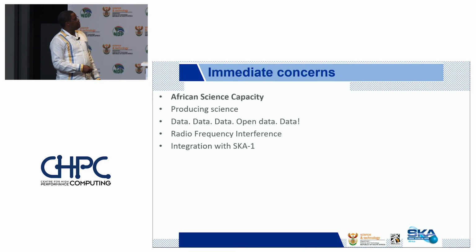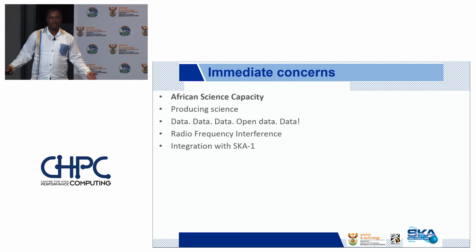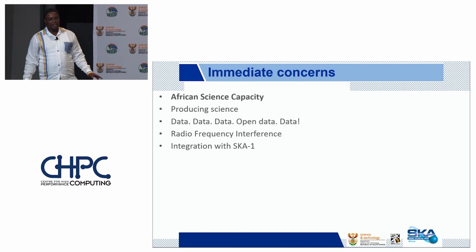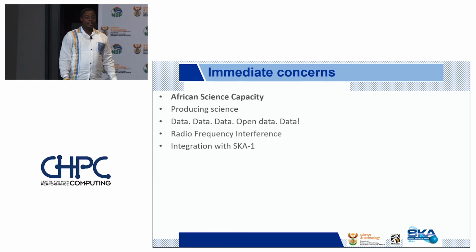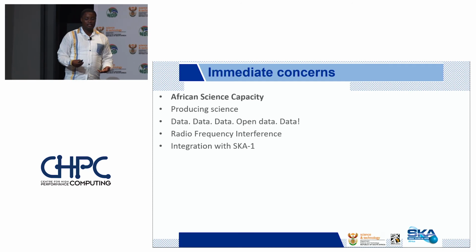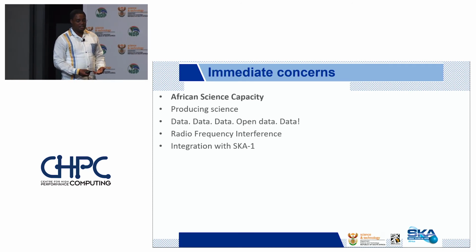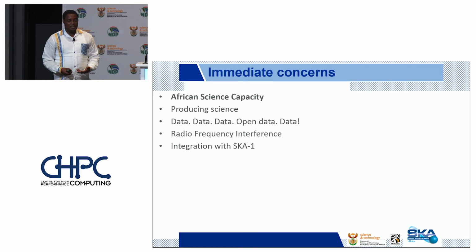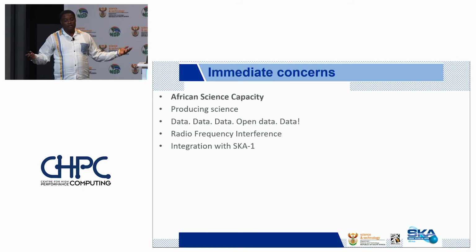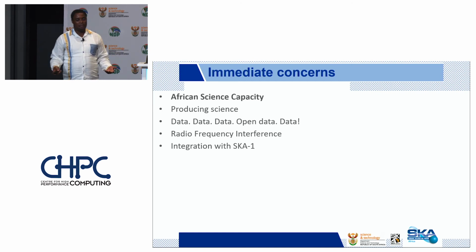The next one is what I call African science capacity. We need African science teams. If we don't get them now, we're not going to get them in SKA1. We're definitely not going to get them by 2035, when the full SKA seems to be coming on. And this is a long-term investment in education across all sorts of systems, capacity development. Producing science. People want to win a Nobel out of the SKA, essentially. And that's where we're heading. There's no two-way about it.